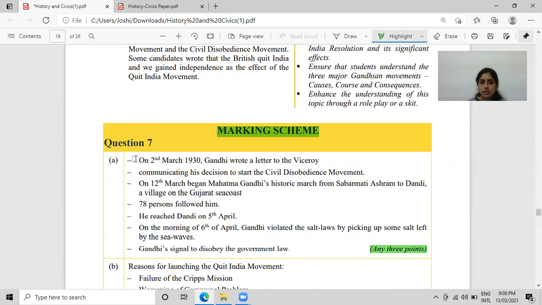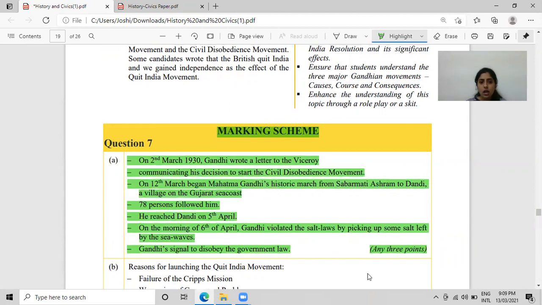Let's discuss this answer. Dandi March. On the 2nd of March 1930, Gandhiji wrote a letter to the Viceroy of India. Point number 2, communicating his decision to start the civil disobedience movement. Point number 3, on 12th of March, the Dandi March began, where Mahatma Gandhi's historic march from Sabarmati Ashram to Dandi, a village on the Gujarat sea coast, started.